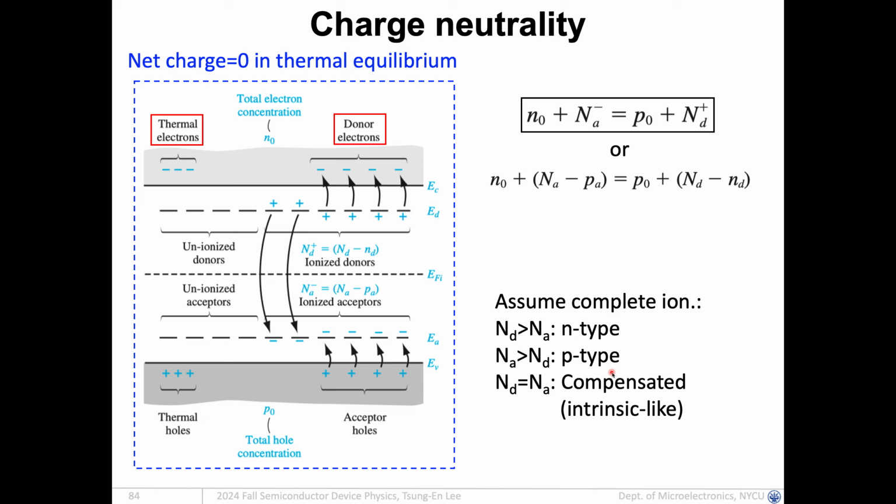So now for n-type or p-type, how do we determine? It depends, if there are both donors and acceptors in the same semiconductor, on which is larger. If it is complete ionization, if ND is larger than NA, it will be n-type. If NA is larger than ND, it is p-type. And if ND is equal to NA with complete ionization, then we call it a compensated semiconductor, and actually its behavior is similar to an intrinsic semiconductor.